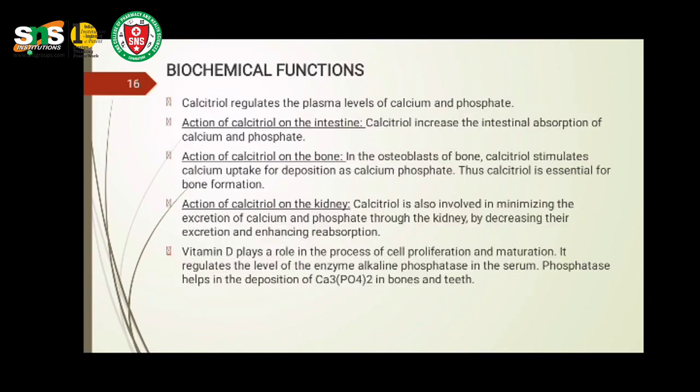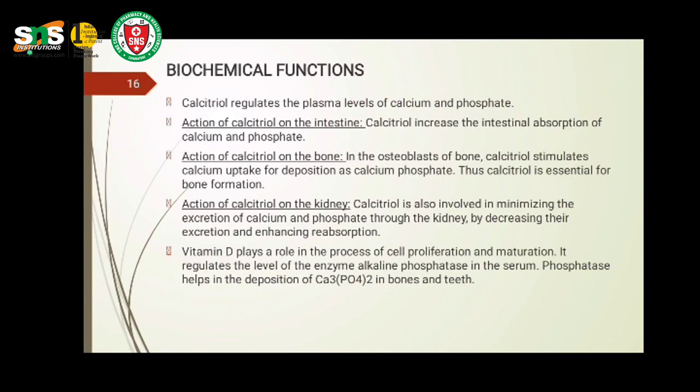Then, biochemical functions of vitamin D. Calcitriol regulates the plasma levels of calcium and phosphate, and it increases the intestinal absorption of calcium and phosphate. In bone, calcitriol stimulates the calcium uptake for deposition as calcium phosphate. This calcitriol is essential for bone formation.